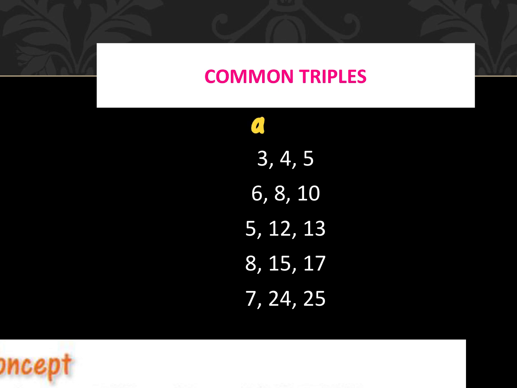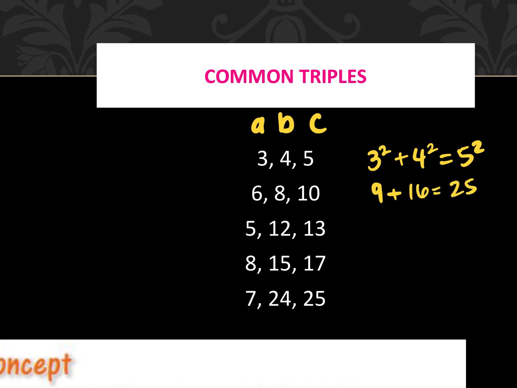Just above the 3, put A. Above the 4, put B. And the largest side always has to be C, okay? So let's just do the first one for an example. If you were to take 3 and square it and add it with 4 squared, it would perfectly equal 5 squared, okay? Because 3 squared is what? 9. 4 squared is what? 16. And 5 squared is what? Do 9 and 16 add up to 25? Bingo. So that happens for all of those lists of common triples down below, okay?